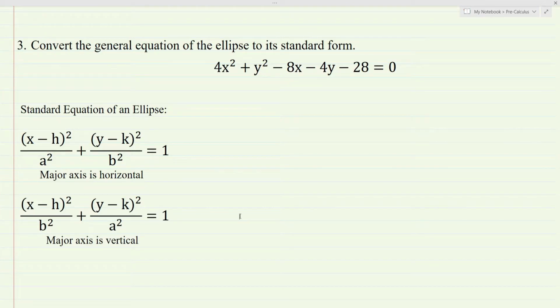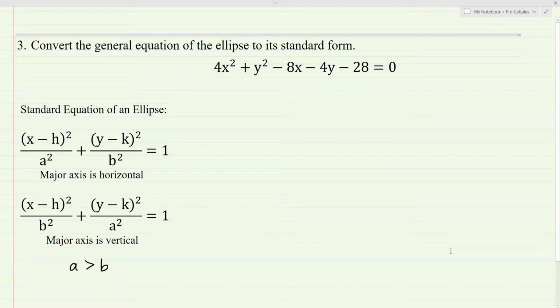And I forgot to mention, with this standard equation, as with the previous standard equation I've shown you, the value of a is always greater than the value of b. So that is always true for the standard equation of the ellipse.